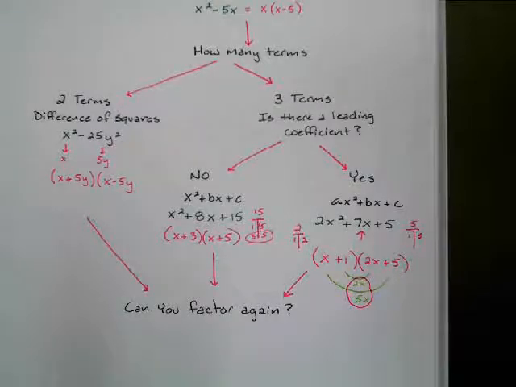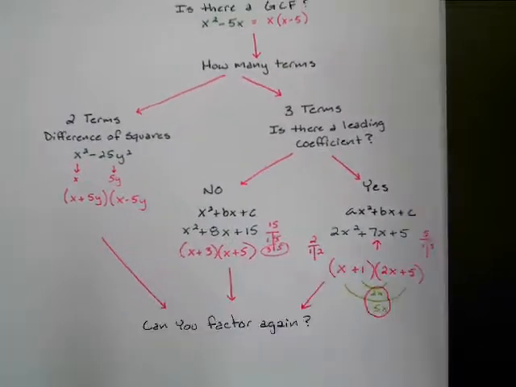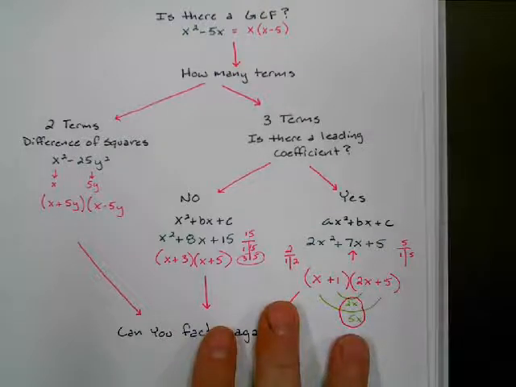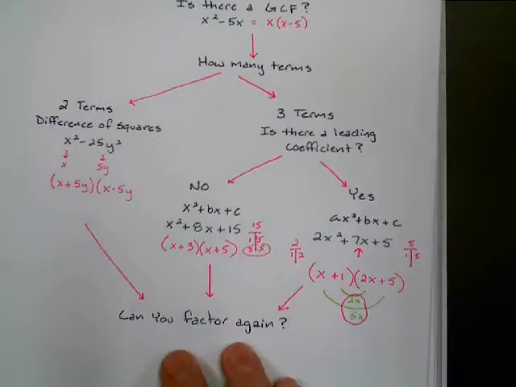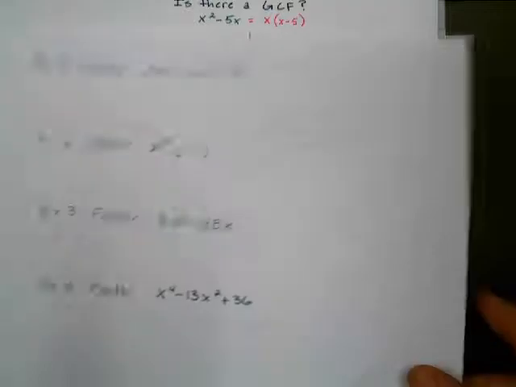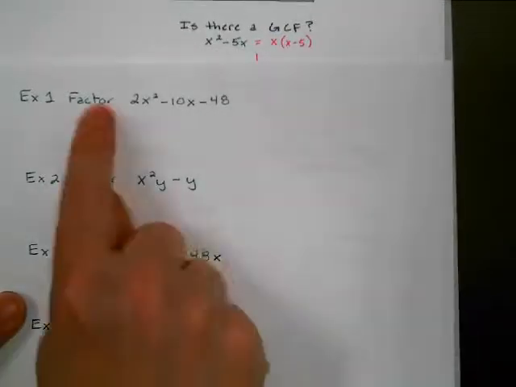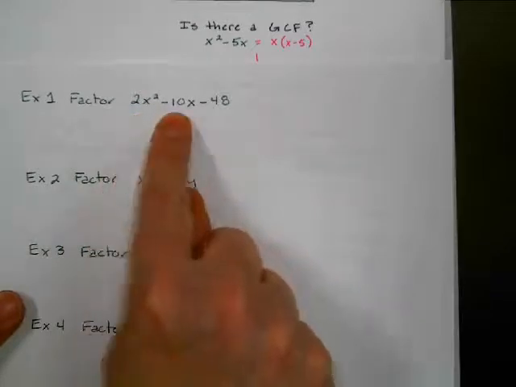So let's look at some of these problems of factoring completely, keeping in mind this decision tree as we go through it. So I'm going to be referencing this as we go through these problems. All right, so here's the first problem. Factor 2x squared minus 10x minus 48.